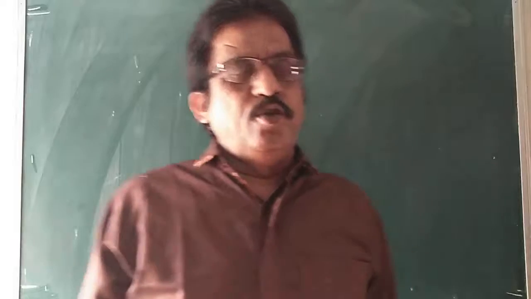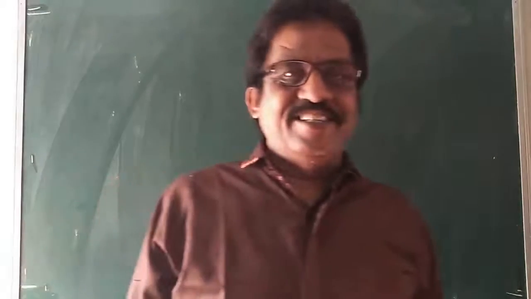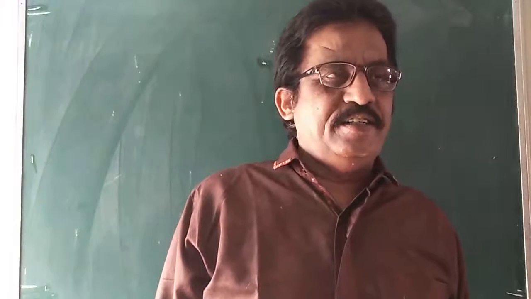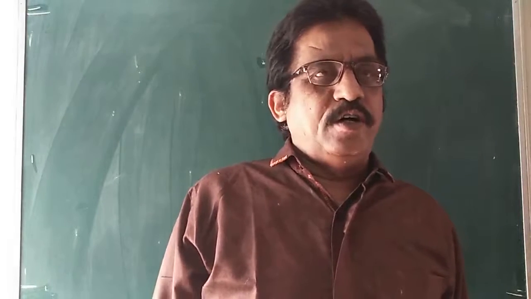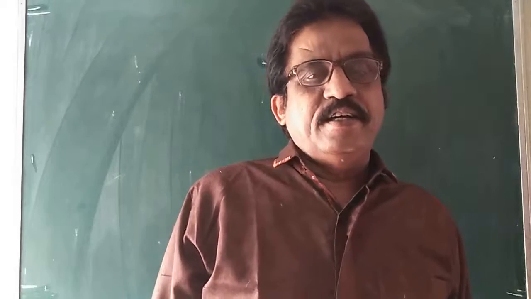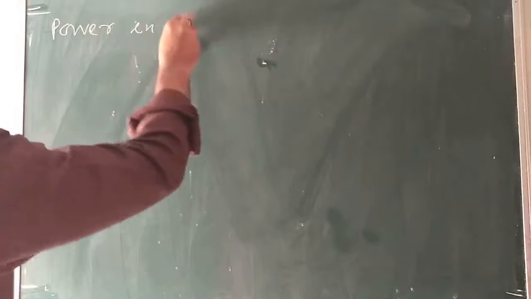In the last module, we have seen the sharpness of resonance, quality factor. Is that clear? All of you understood very well. So today we are going to see another module of this chapter, alternating current, that is power in AC circuit.